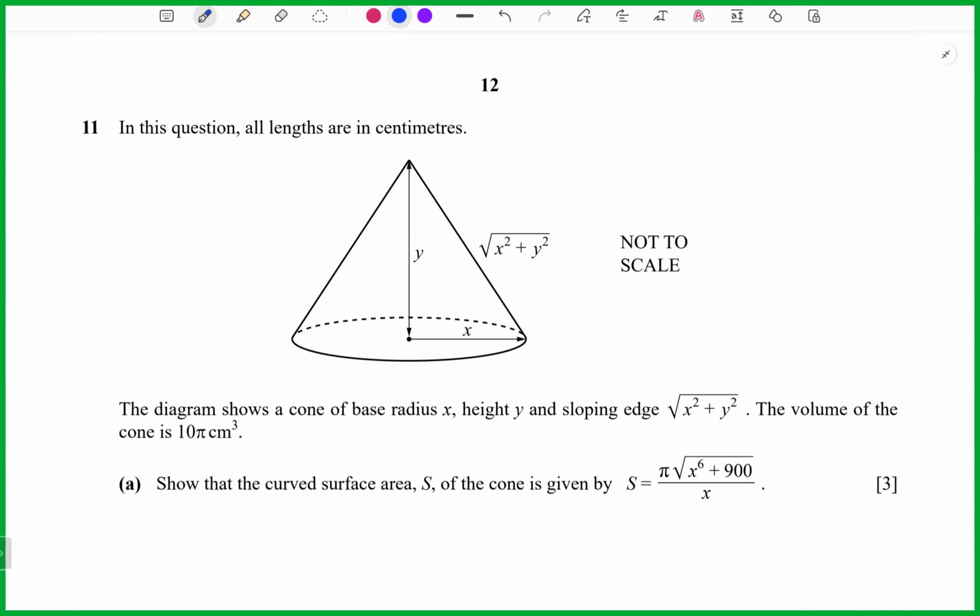So the diagram shows the radius x, height y, and slant length. This is the slant length. The volume of the cone is 10 pi cm cubed. So show that the curved surface area S of the cone is given by S equals pi square root of x to the power 6 plus 900 over x. Because the formula is already given in the formula list, you can write it out, or you can refer to the second page because the formula is there. So you can write S equals pi r L. So the L actually is here.